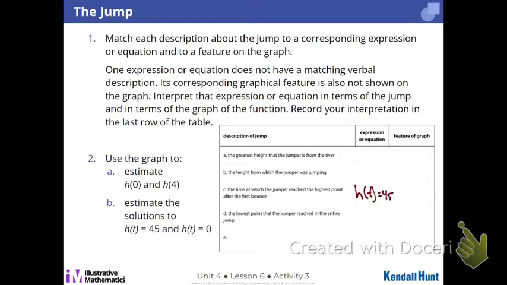Okay, and what's the feature of the graph for this? First peak of the growth. First peak, right? So that's a defining feature of the graph. Let's go look at it.